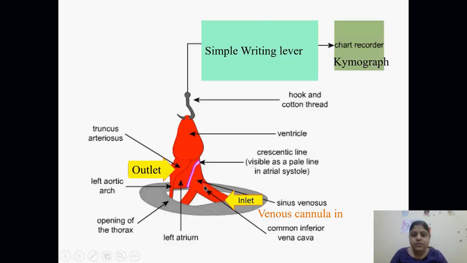This is the sinus venosus. This is the truncus arteriosus, which is the outlet. This is the inlet. This is the crescent line, visible as a pale line in atrial systole. This is the ventricle. This is the left atrium. This is the right atrium. This is the common inferior vena cava. This is the opening of the thorax. This is the left aortic arch.